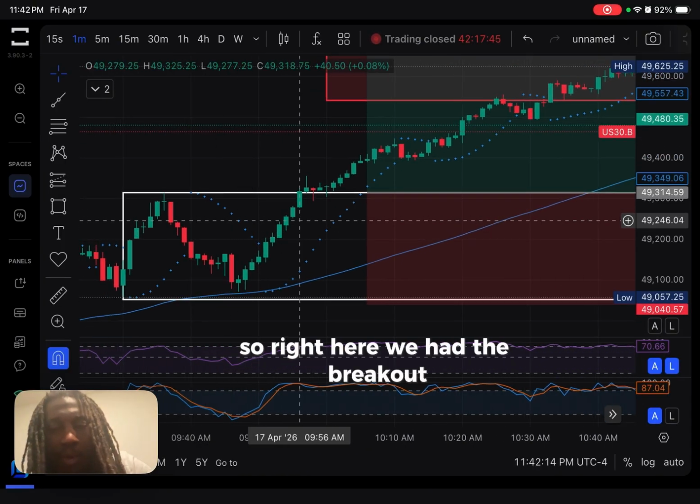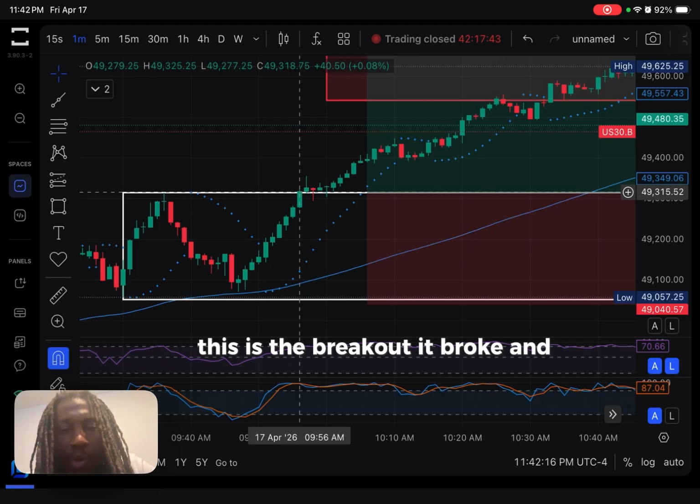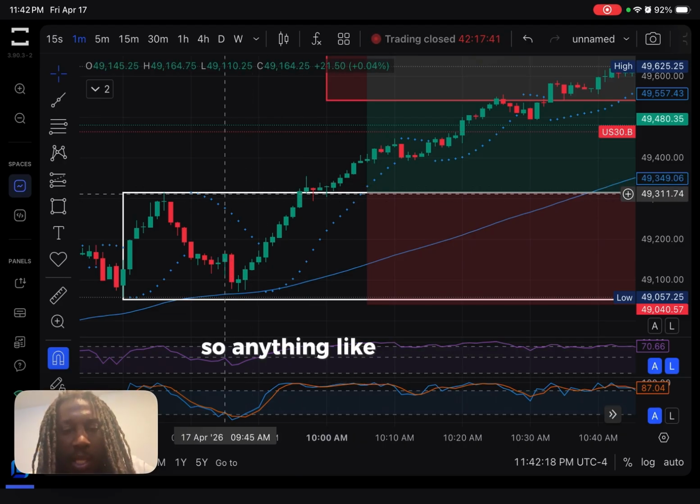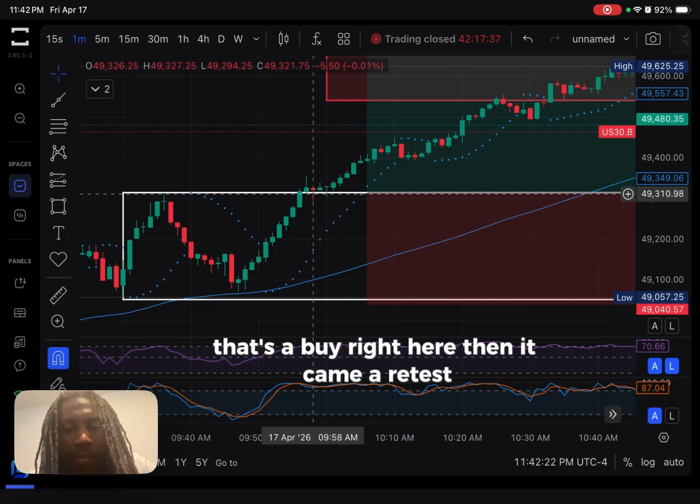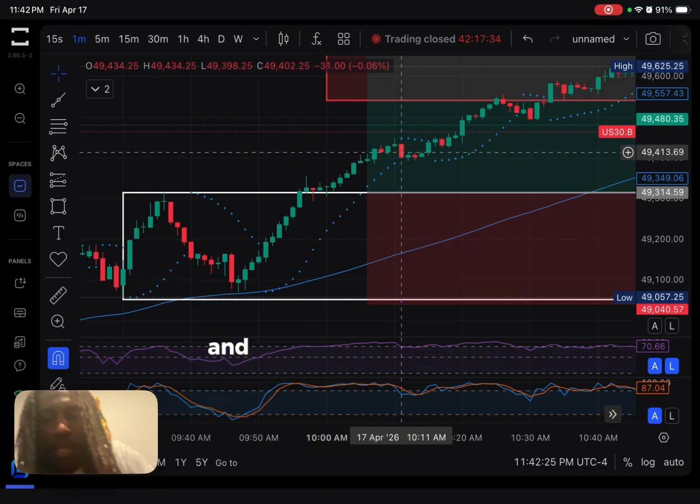So right here, we had the breakout. This is the breakout. It broke and closed above this. So anything like that, we want to hop in that. That's a buy right here. Then it came a retest. This is a good time to hop in, and then we took off.